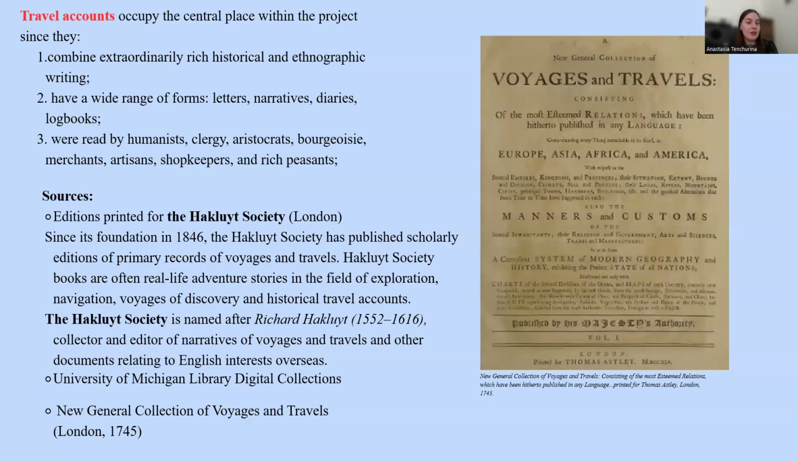And the travel accounts used here come from Hakluyt Society editions, the University of Michigan Library digital collections, and the New General Collection of Voyages and Travels that was printed in 1745. And the Hakluyt Society is very important here because it was founded in 1846 and published scholarly editions of primary records of voyages and travels. The society was named after Richard Hakluyt, the collector and editor of narratives of voyages and travels, and also other documents that were related to English interest overseas.